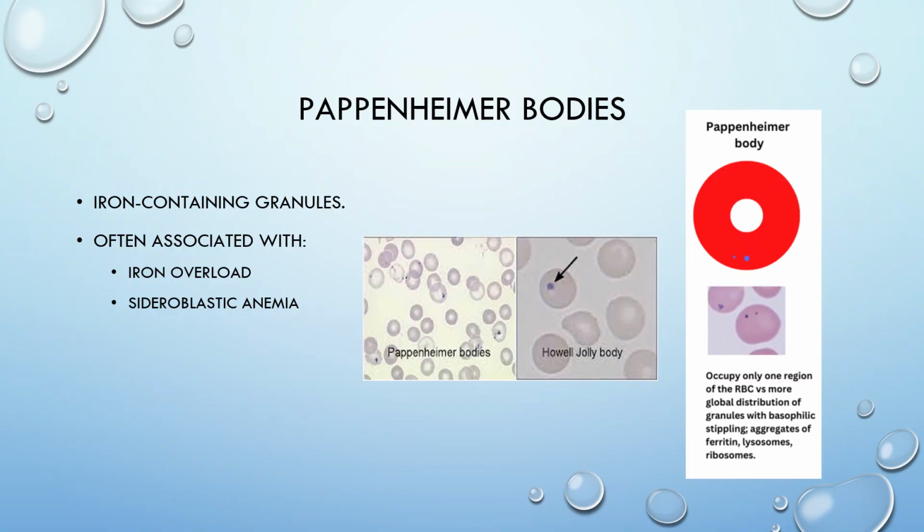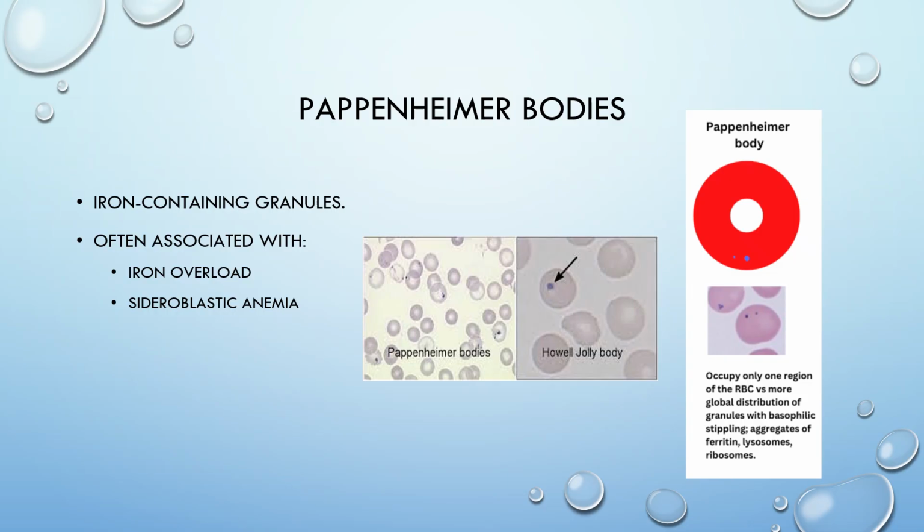Now let's talk about Pappenheimer bodies, another type of red blood cell inclusion that you may encounter when reviewing a peripheral smear. Pappenheimer bodies are small clusters of iron-containing granules located within the red blood cell cytoplasm. These granules represent iron stored as ferritin or hemosiderin, and they appear when iron metabolism inside the red blood cell becomes abnormal. Under a standard Wright-Giemsa stain, Pappenheimer bodies typically appear as small, irregular, blue-purple granules, often located near the periphery of the red blood cell. They're usually present in clusters rather than a single dot, which helps distinguish them from Howell-Jolly bodies.